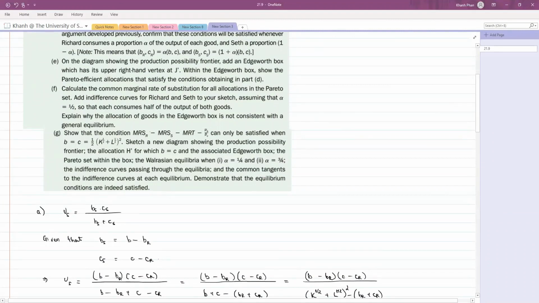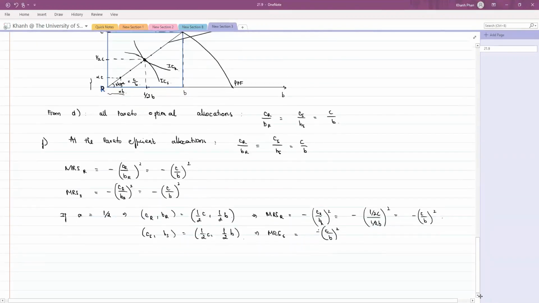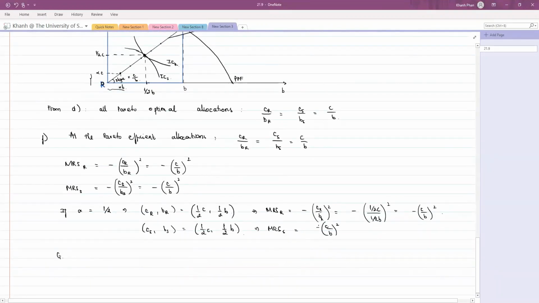Okay, now explain why the allocation of goods in the box is not consistent with the general equilibrium. So what are the conditions for the general equilibrium to exist? The general equilibrium is where all of the consumers are maximizing their utility functions, so where the marginal rate of substitution for Recharge is equal to the marginal rate of substitution for Z. So that is the Pareto optimal allocation for the consumer side.